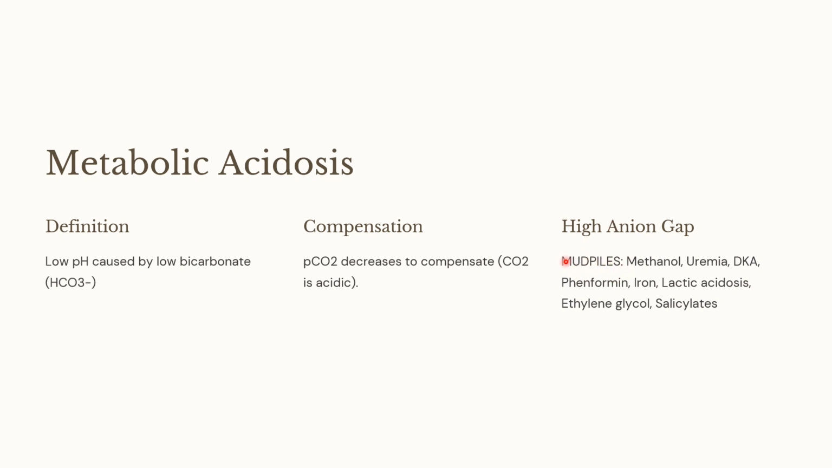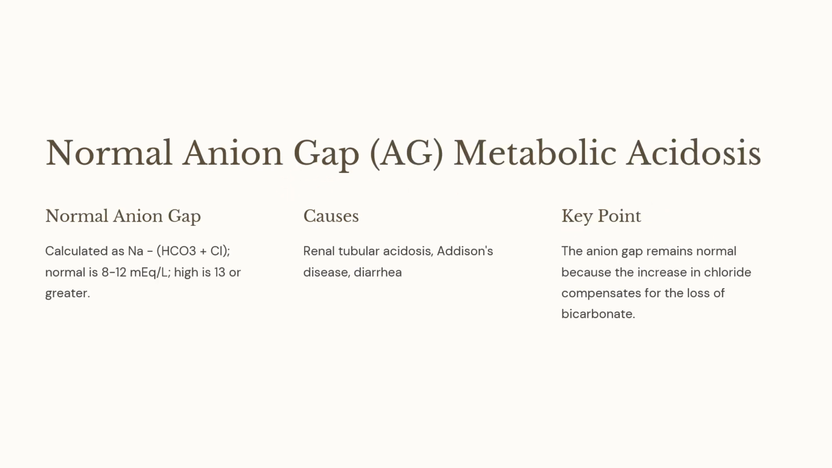The most common mnemonic that is used is the MUDPILES, which are the reasons for high anionic gap: methanol, uremia, diabetic ketoacidosis, phenformin, iron, INH, lactic acidosis, ethylene glycol and salicylates. All these are reasons for high anionic gap metabolic acidosis.